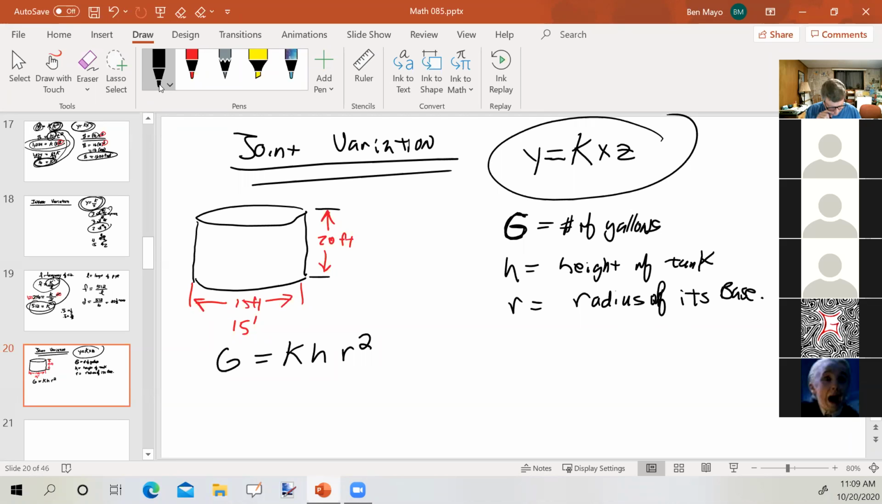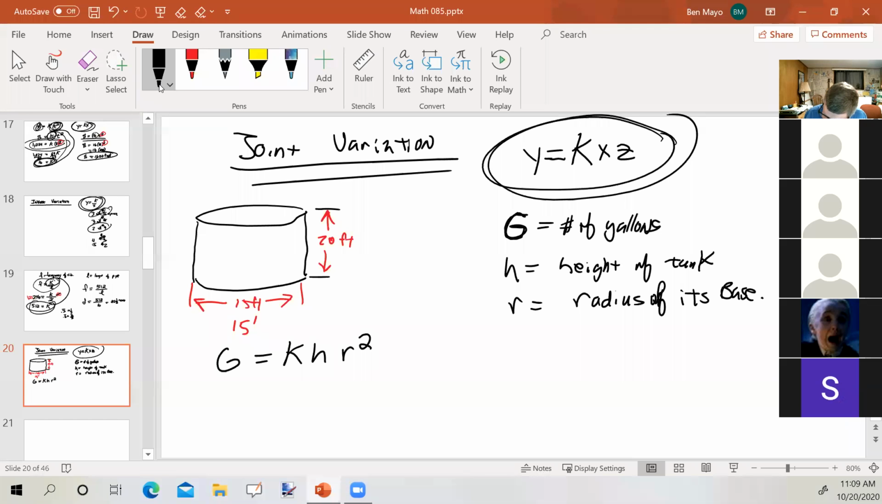I had one question. Since you put H and R, are those just to replace X and Z for now? Yes. This is just sort of a general description, but each scenario is going to have a different set of variables that are given. But yes, that is correct. This is just to show that in joint variation, you're going to have more than one variable on the right side of the equation.